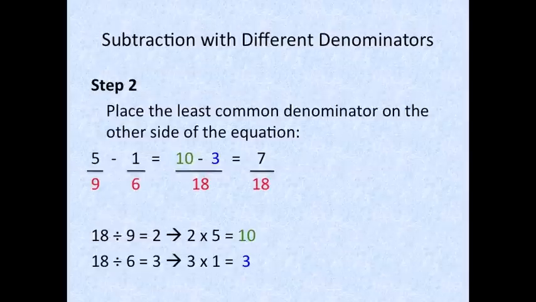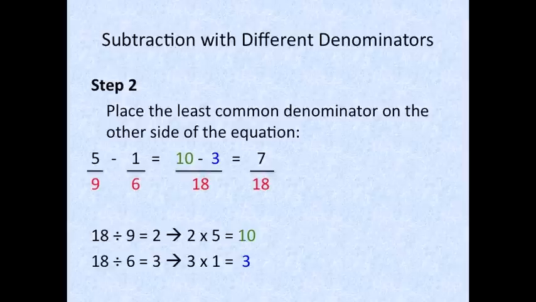Step 2. Place the least common denominator on the other side of the equation. The following equation is already done, but I'm going to walk you through how I got all that information there. So we found out from the previous slide that 18 is the common denominator, and we place that on the other side of the equation. That's where you have the 18. And then follow on the bottom with me to find your 10 and your 3.